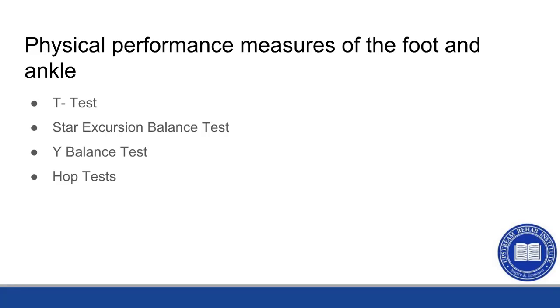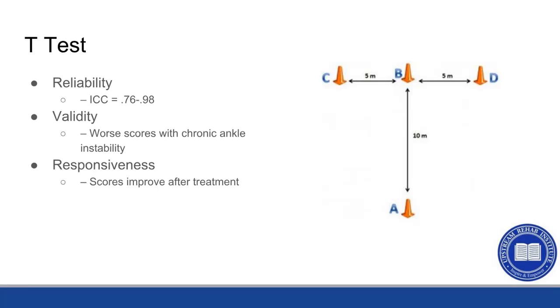All right, so for the foot and ankle, there's a couple of different ones that we haven't talked about. Your T balance test, your STAR excursion balance test, your Y balance test, and your hop test. Key is all these are kind of balance and multiple dynamic movements. So your T test, it's really just that. You're making a T out of cones, and you're going down, going side to side, and coming on back. There's worse scores noted with chronic ankle instability, which makes sense because you need a lot of ankle dynamic proprioception in this. And the responsiveness that we would expect is scores to improve after treatment.